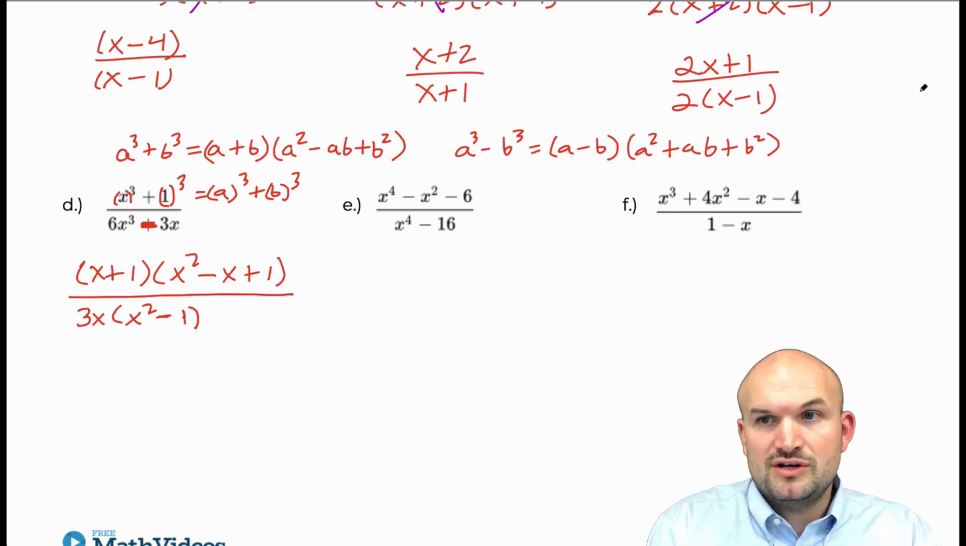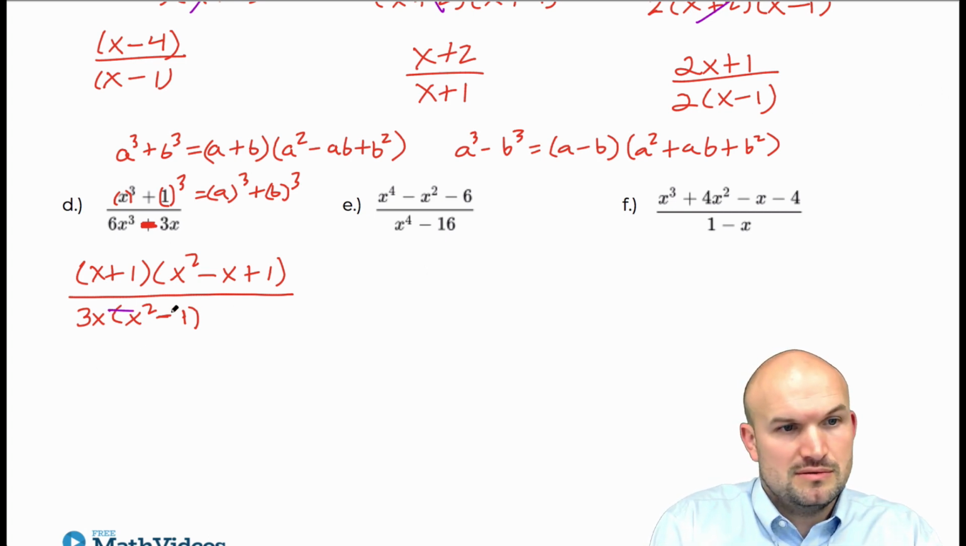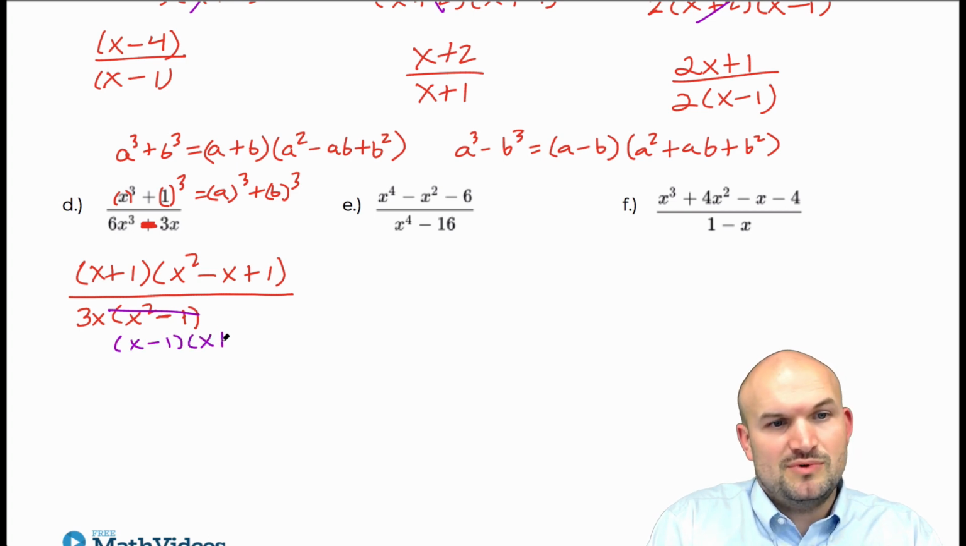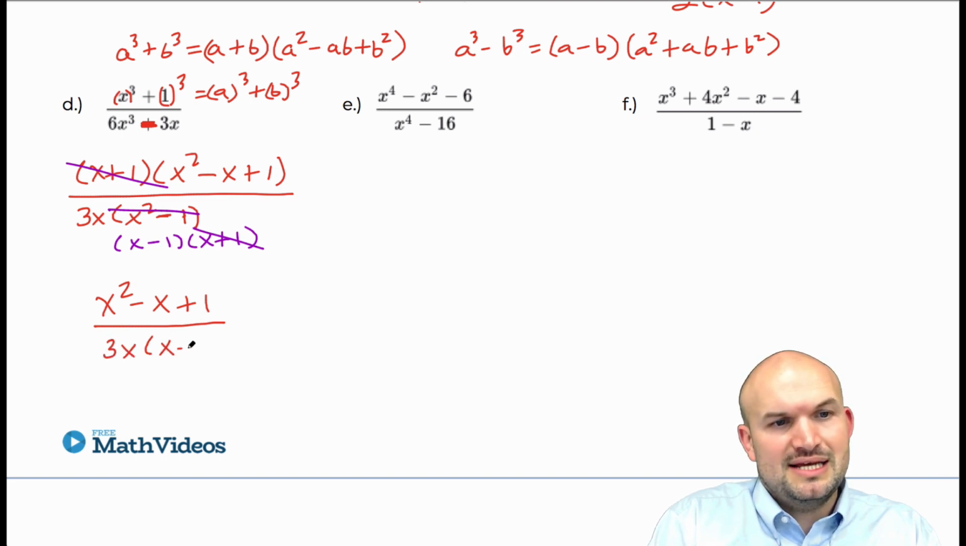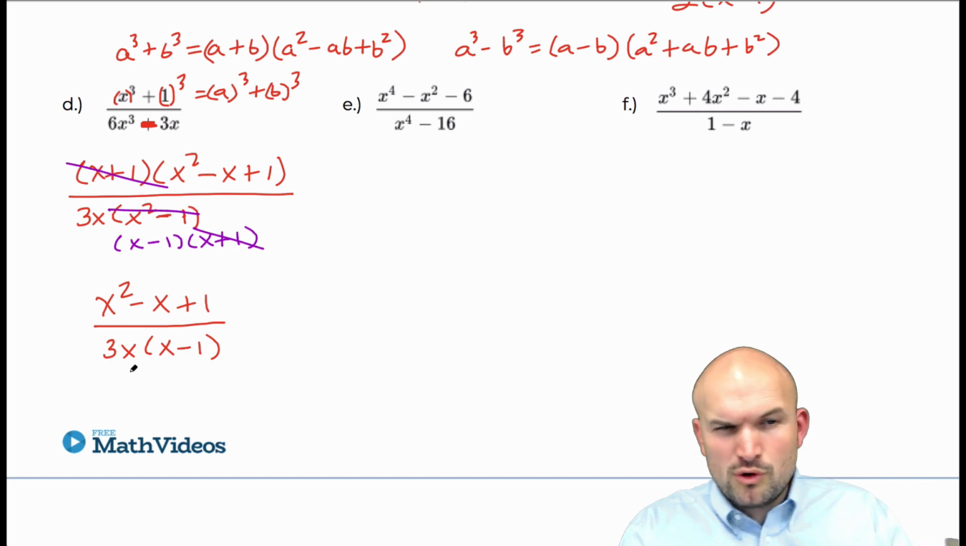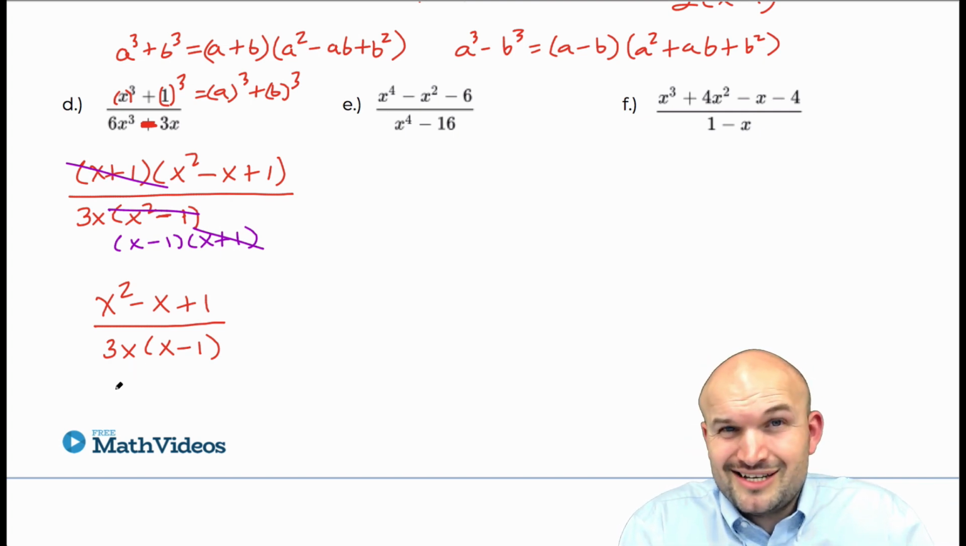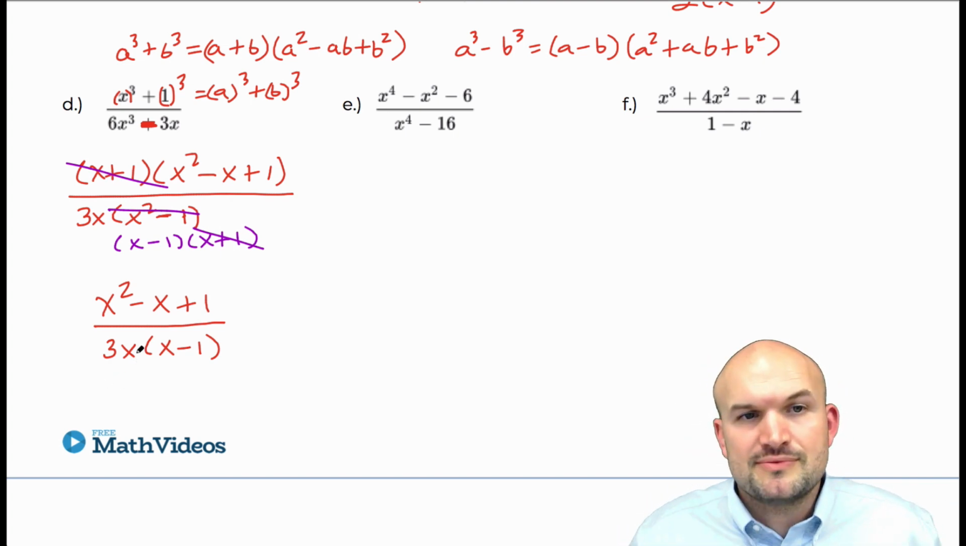So if I rewrote that as x minus 1 times x plus 1, now what you can see is these divide out. Therefore, I'm left with a simplified answer of x squared minus x plus 1 all over, still have that 3x times the x minus 1. And you can multiply that through or leave it in factored form. It really depends on your teacher and what the question is.